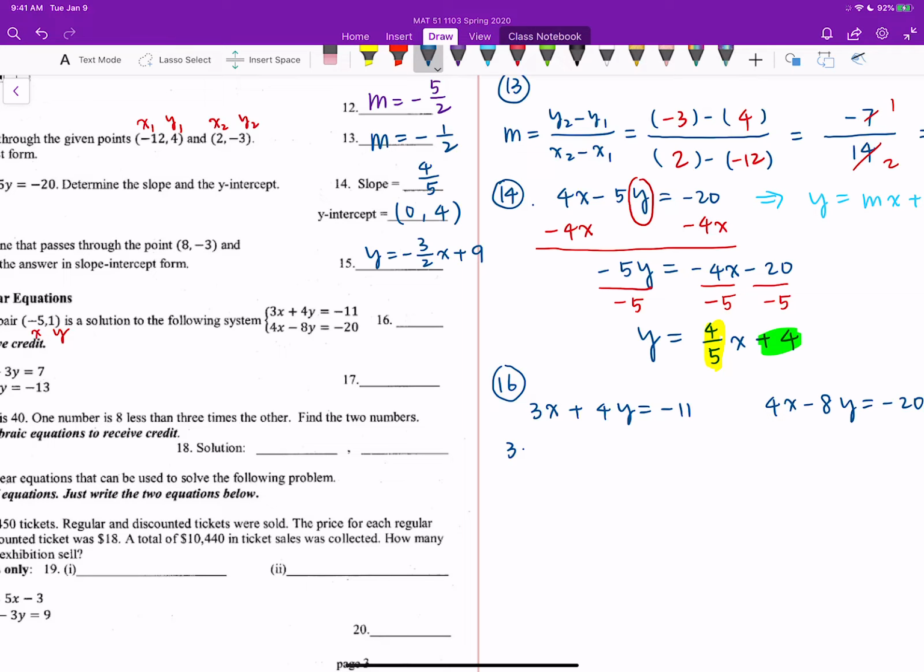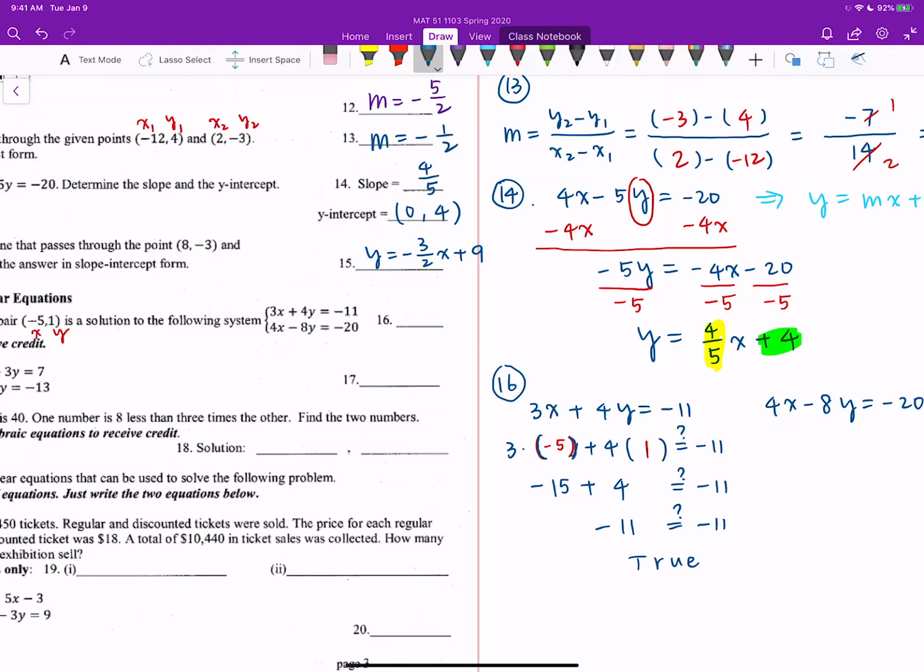3 times x, which is -5, plus 4 times y, and y is 1. And then put a question mark above the equal sign, because we don't know whether or not they're true. Let's calculate. 3 times -5, that's -15, plus 4 times 1, which is 4. Is this equal to -11? -15 plus 4 is -11. Yes, it is true.